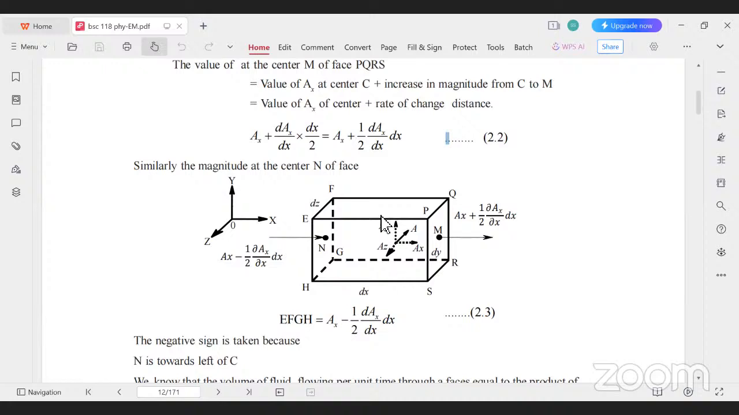So negative will also be there: this will be positive, this will be negative. So Ax minus half ∂Ax/∂x dx, and Ax plus half ∂Ax/∂x dx. If I want to find the x-axis coordinates, this will be positive and this will be negative, yes or no? If I'm finding the coordinates this way, this will be positive and this becomes negative. I'll show you in the next class how we can find the coordinates.